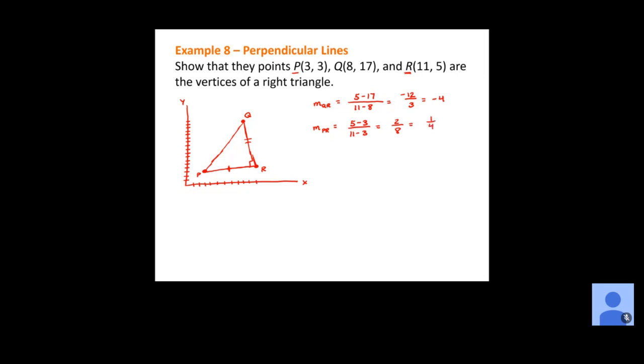Those are negative reciprocals of each other. Therefore, we know now that PR and QR are perpendicular. And so we do indeed have a right triangle this time. Any questions on what we did there?